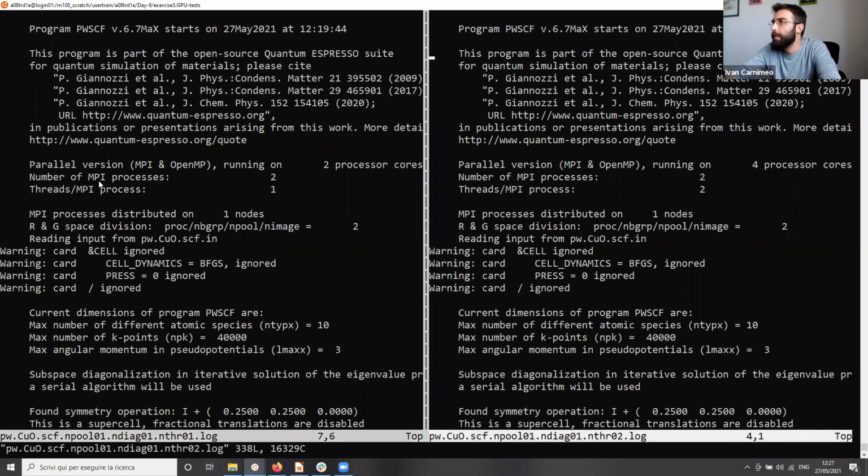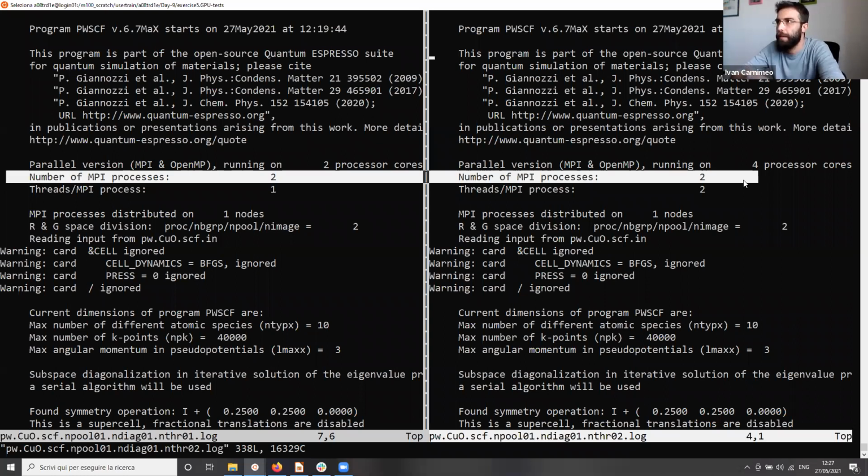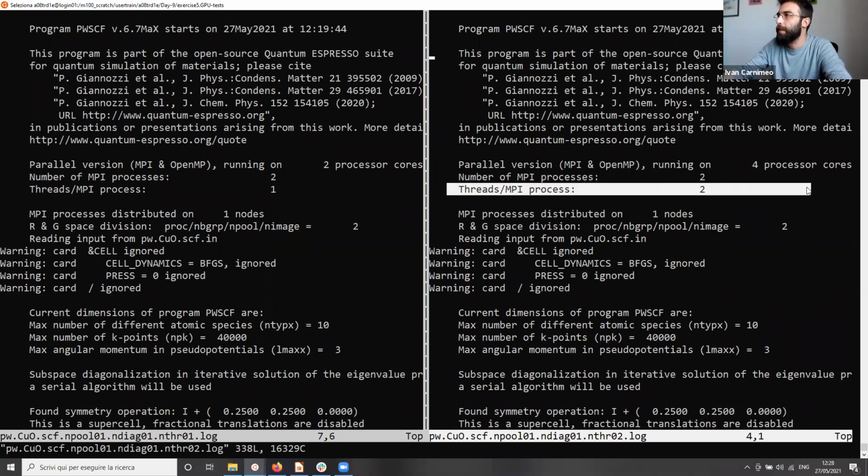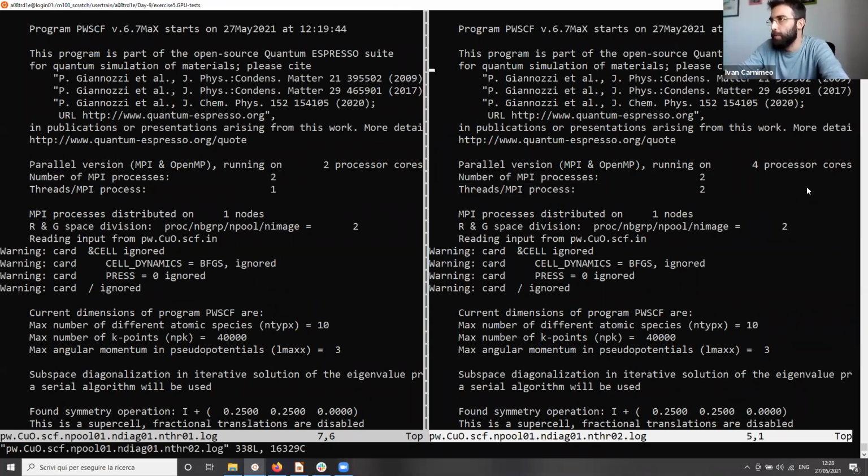Here we are using 4 cores with 2 MPIs and 2 threads. The number of MPIs is the same here and here, because this number is bounded by the number of GPUs. So I repeat again, with 2 GPUs it is better to use 2 MPIs, or you can try 4, but you cannot go much farther. But you can exploit the rest of the CPUs using threads and OpenMP.